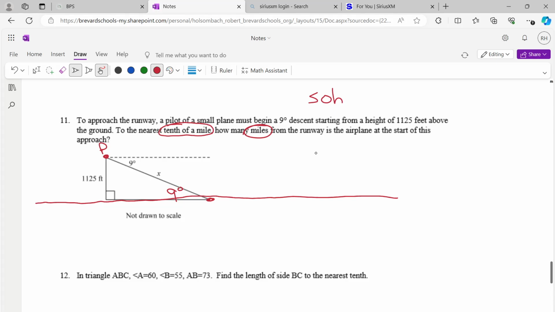Sine equals opposite over hypotenuse. So sine 9 equals opposite over the hypotenuse. We're going to multiply both sides by the x. The x's on the right cancel, and we're going to divide by sine 9. So the sine 9's cancel, and our x is equal to 1125 divided by sine 9. I get 7191.5.